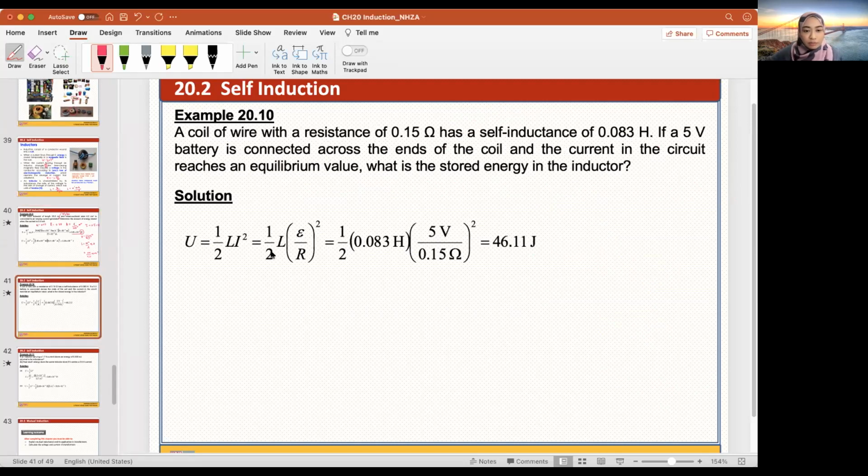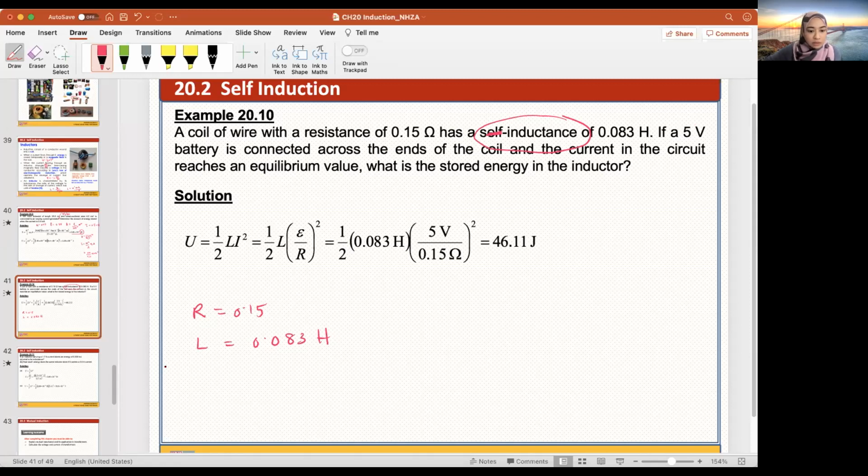Okay, next one. A coil of wire with resistance of 0.15 ohms, so you have R of 0.15, has a self-inductance of 0.083 Henry. When you say about Henry, you are actually talking about L. So L is 0.083 Henry. Selalunya dia tak akan sebut self ni, dia akan cakap inductance. Has an inductance of 0.083 or has a self-inductance of 0.083. Tapi selalunya dia akan cakap inductance. Self-inductance is rare in my opinion.